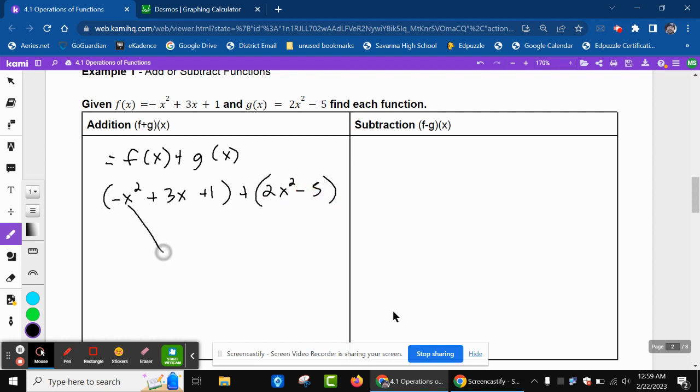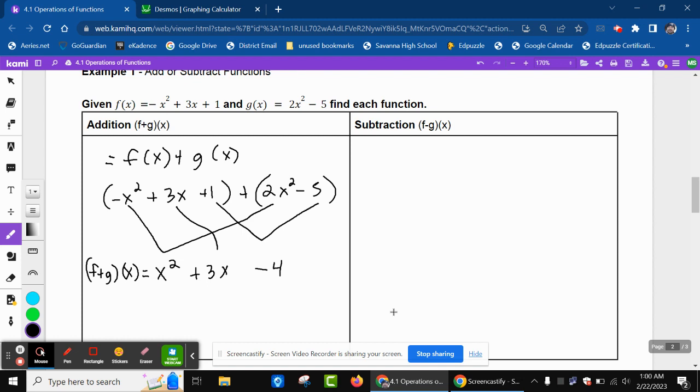So I'm going to put the x squareds together. I'm going to put the numbers together, and there's no x, so I'm going to leave them alone. 2x squared minus x squared will give me x squared. 1 minus 5 would give me negative 4. And hey, this guy's going to come down, and now he's just plus 3x. So f plus g of x will equal x squared plus 3x minus 4. That's it. Just combine like terms, and you're good.